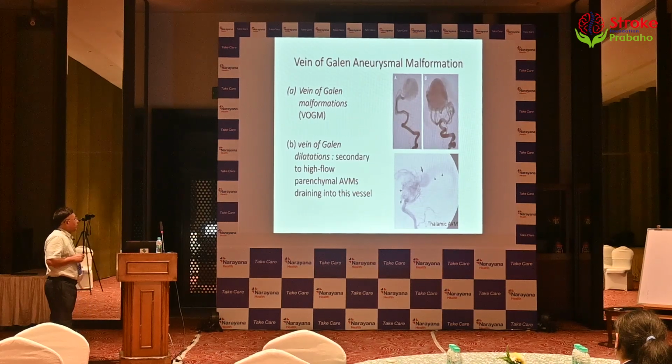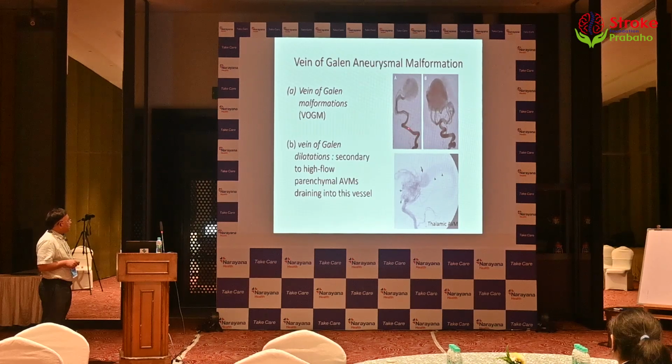So there's a difference between vein of Galen malformation and vein of Galen dilatation. Vein of Galen malformation is a persistent prosencephalic vein. The vein of Galen dilatation is where the vein of Galen developed normally, but it is dilated because of a high flow vascular malformation, usually happening in thalamic AVM. So this is not vein of Galen malformation, it is a vein of Galen dilatation. And why is it dilated? Because of the high flow in the vascular malformation.